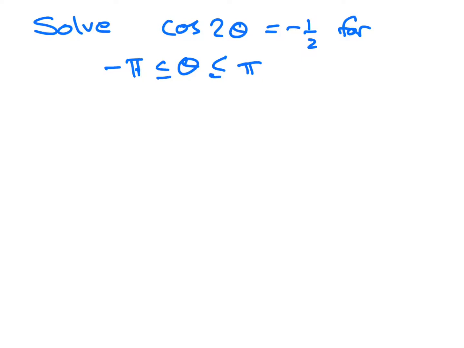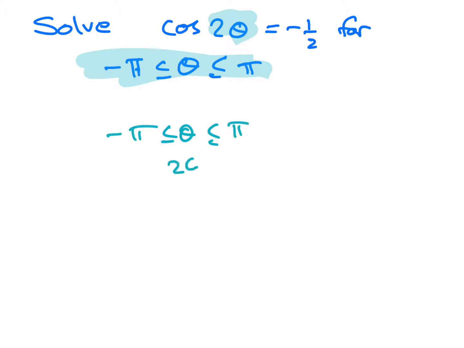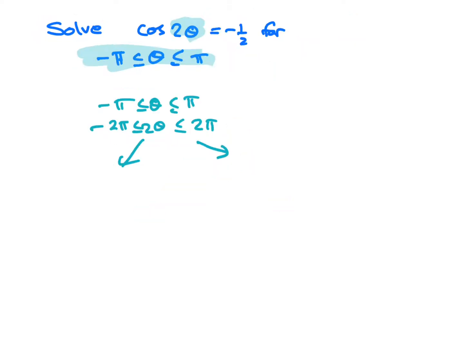Okay, so when you're solving something and you have a 2 theta, and it's between minus pi and pi, then theta is between minus pi and pi, but 2 theta is between minus 2 pi and 2 pi. Then what you need to do is split this. Okay, so then you split it, alright?